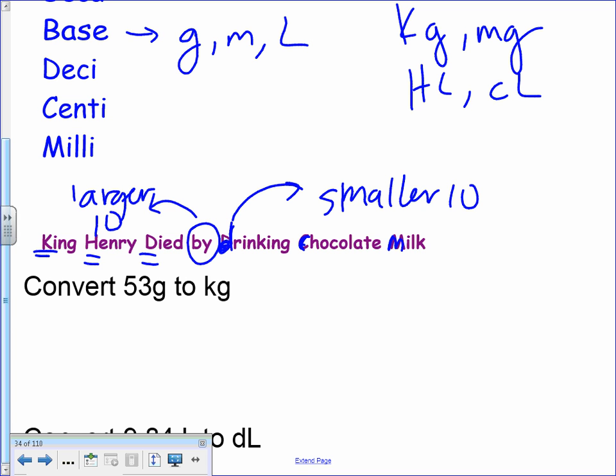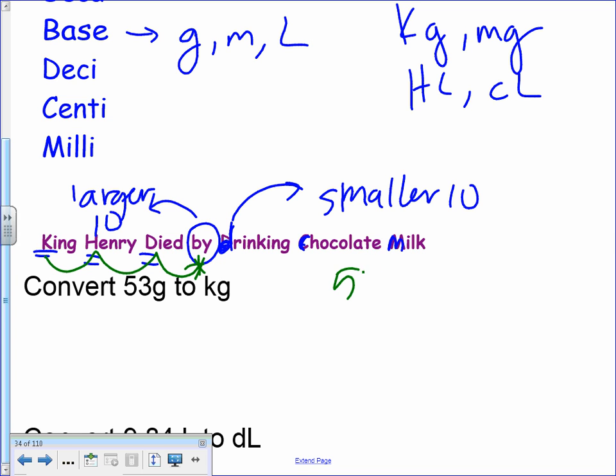Decimal swoops? Okay, just to remind you how you would normally do that. Normally you would go, okay, grams is which part of King Henry died by drinking chocolate milk? Grams is base, right? So you are here. If you want to get to kilograms, well, that's over there. So you have to bounce back, Died Henry King, right? You have to bounce back 3 decimals.